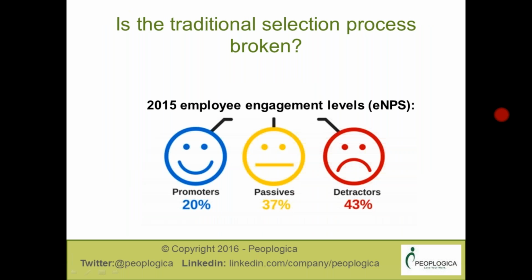This is then backed up through employee engagement studies, where only 20% of employees are active promoters of their employer, of their business. There's 37% that are passive, and 43% are detractors. They're actually pulling the organisation back. They're saying things behind your back that are not very nice about your organisation and about your management team. 43% of detractors is a huge problem.